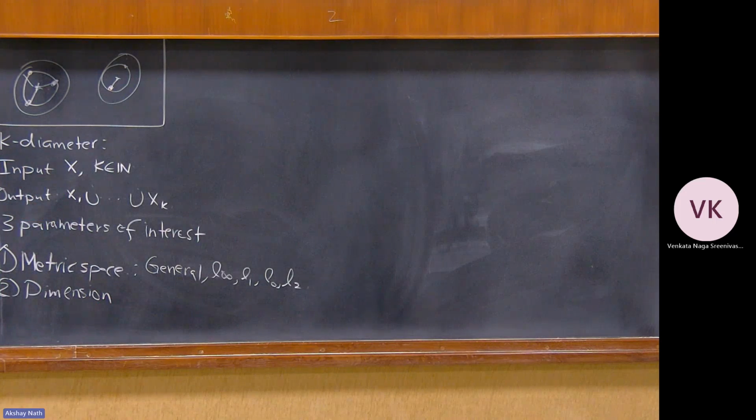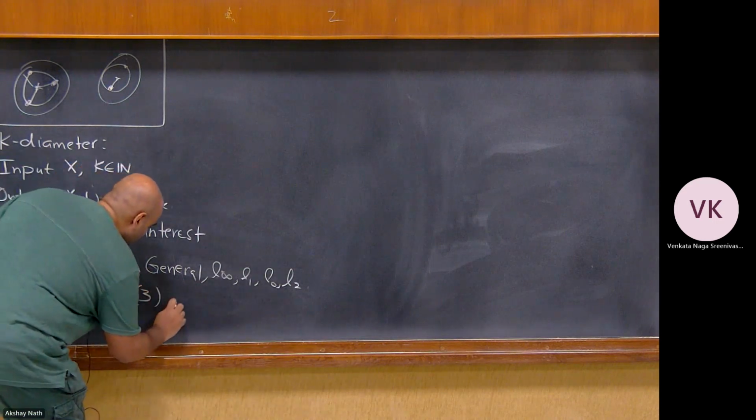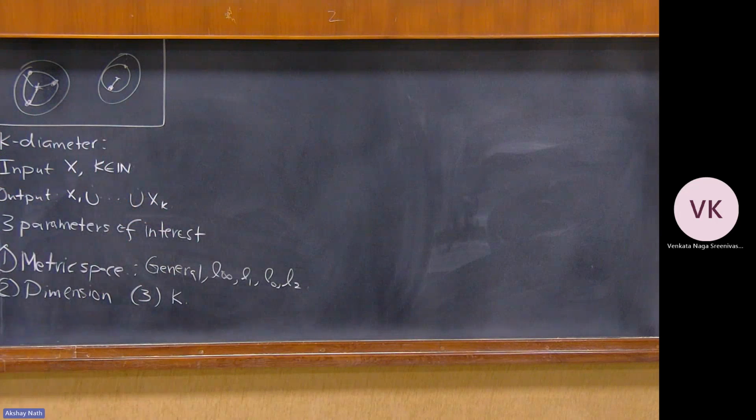Low dimensional spaces might be easier to come up with algorithms for versus high dimensional spaces, because there are separators in low dimensional spaces which don't exist in high dimensional spaces. The third: is k fixed, like 2? Is it linear in the input size? So there are 3 parameters of interest. And in some sense, a good understanding of the approximability of a clustering objective means you have understood all possible combinations here.